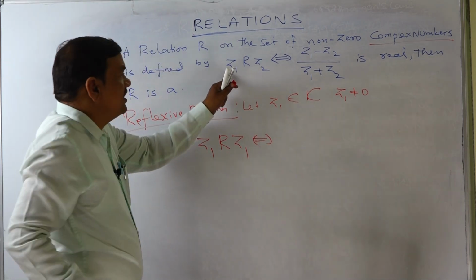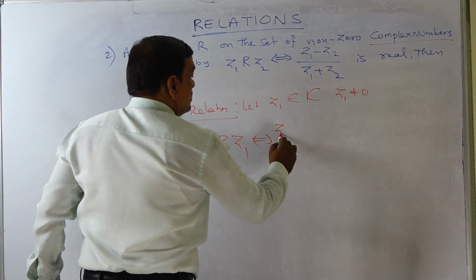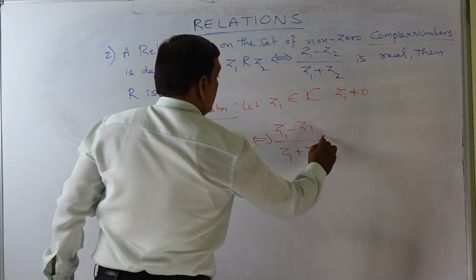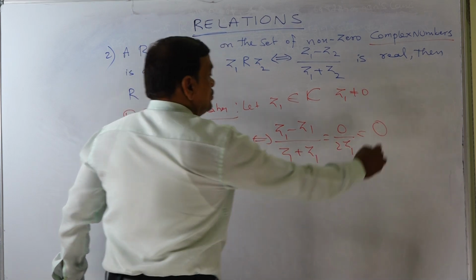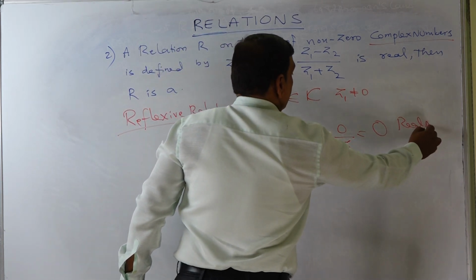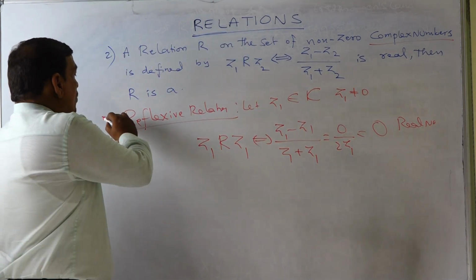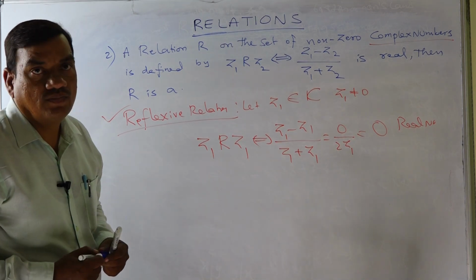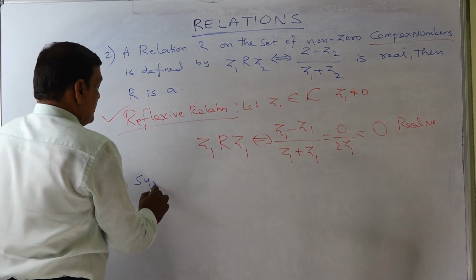See here, Z1 related to Z2 means Z1 minus Z2. So here what I have written down is Z1 minus Z1 by Z1 plus Z1, that is 0 by 2 Z1. Obviously it is 0. 0 is a real number. Right or wrong? Yes, clear. 0 is a real number. Therefore, the relation R is a reflexive relation. Okay, now let us check the symmetric relation.